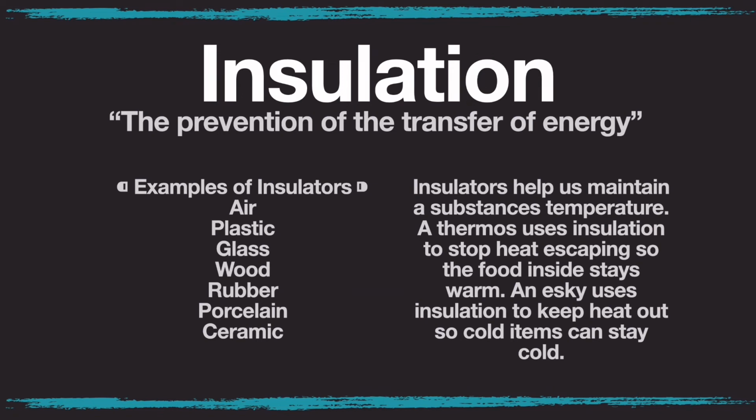Insulation is the prevention of the transfer of energy. Some examples of insulators are air, plastic, glass, wood, rubber, porcelain, and ceramics. Insulators help us maintain a substance's temperature. A thermos uses insulation to stop heat escaping, so the food inside stays warm. An esky uses insulation to keep heat out, so the cold items inside can stay cold.